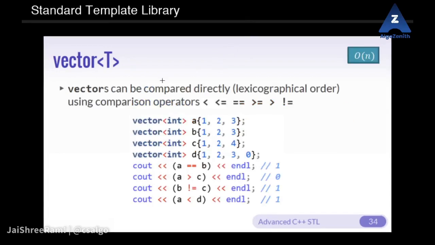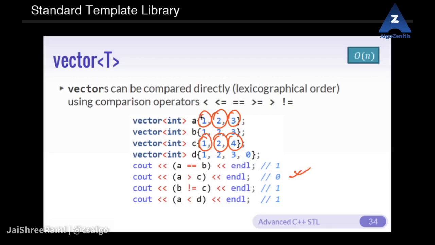Okay, so vectors can be compared directly using lexicographic rules. So these are some vectors that you have. So a is equal to b, a is greater than c. Why? Because this element and this element are the same, this element and this element are the same, but this element is less than this, right? So this will be false. Okay, so this is false. Okay, b is not equal to c. That's true because 1 2 3 and 1 2 4 are not the same, right?